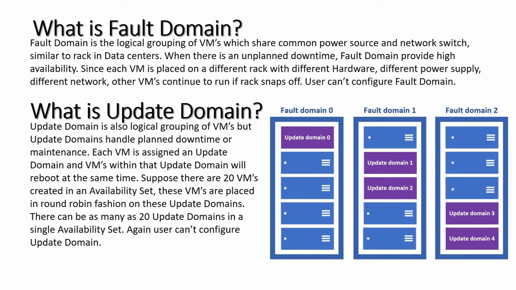Now, what is a fault domain? A fault domain is the logical grouping of VMs which share a common power source and network switch, similar to a rack in data centers. When there is unplanned downtime, fault domains provide high availability. Since each VM is placed on a different rack with different hardware, different power supply and different network, other VMs continue to run if a rack snaps off or goes down.